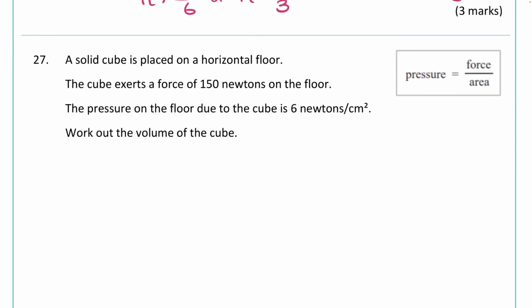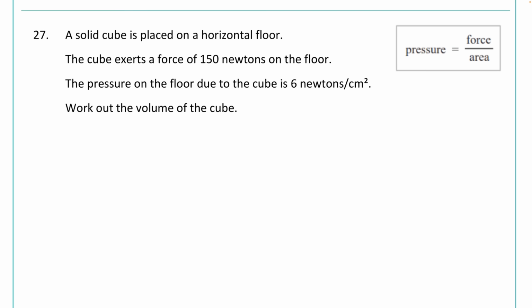The next question is looking at pressure, force and area. It says a solid cube is placed on a horizontal floor. The cube exerts a force of 150 newtons on the floor. The pressure on the floor due to the cube is 6 newtons per centimetre squared. Work out the volume of the cube.